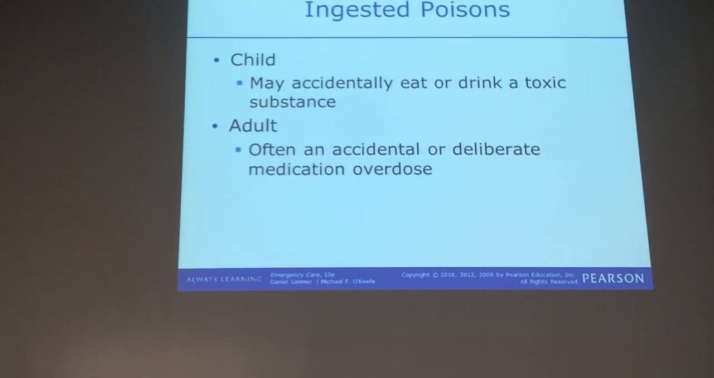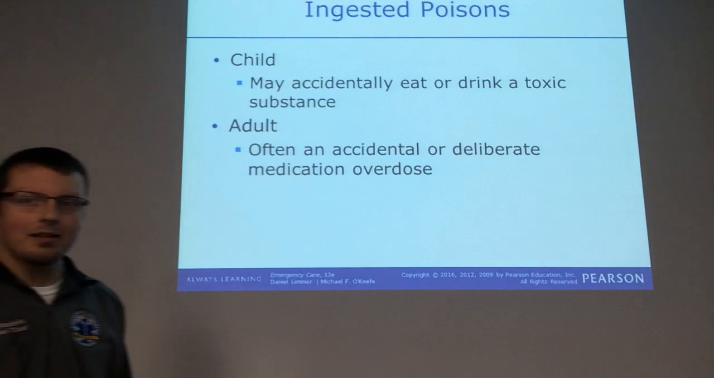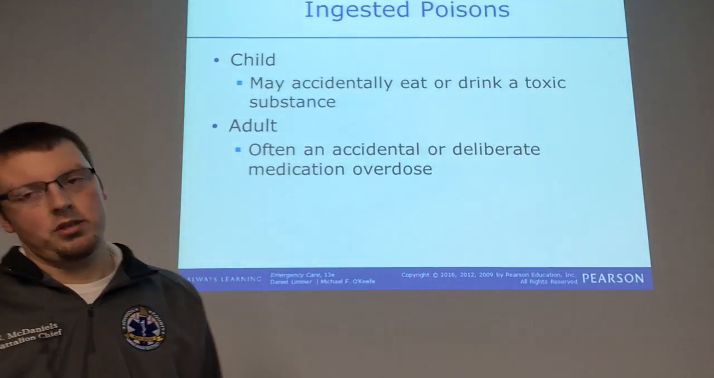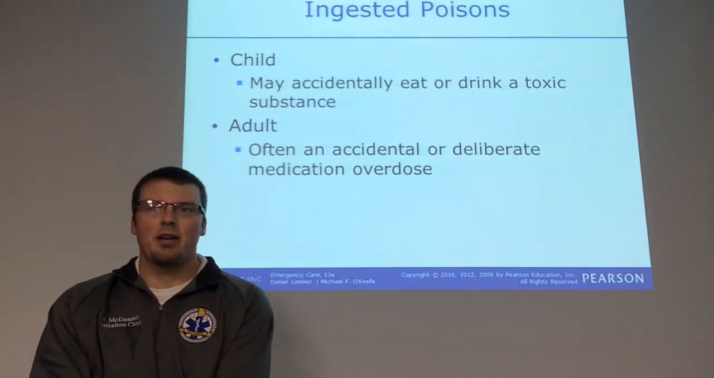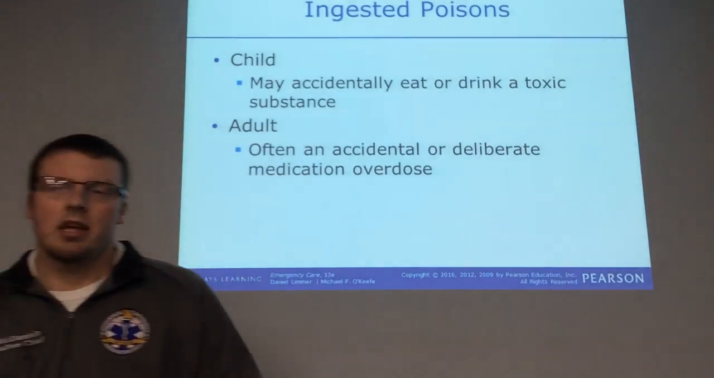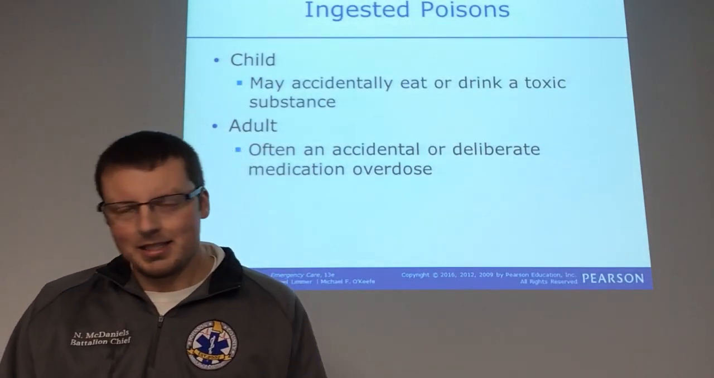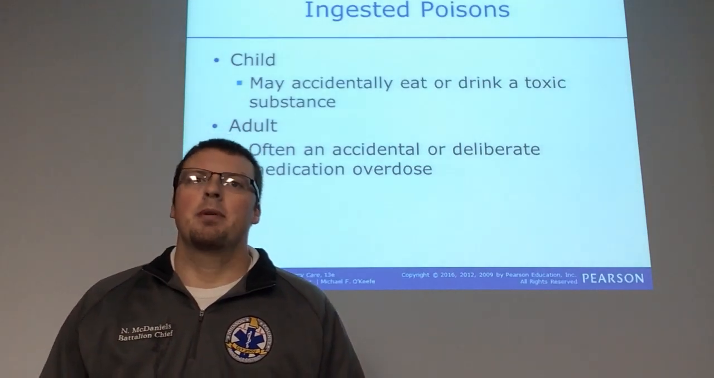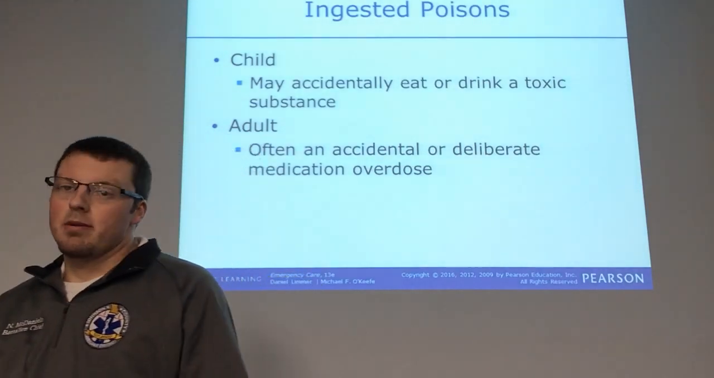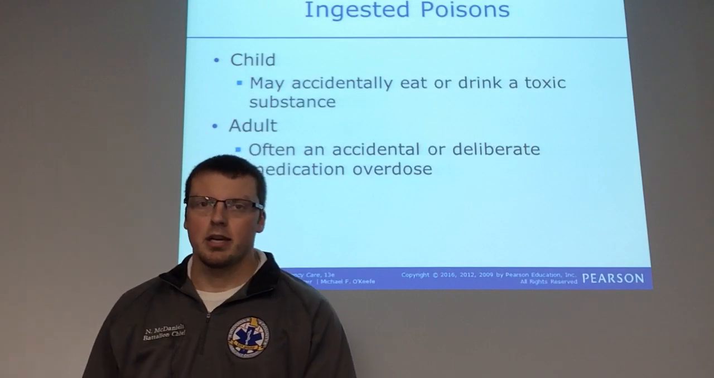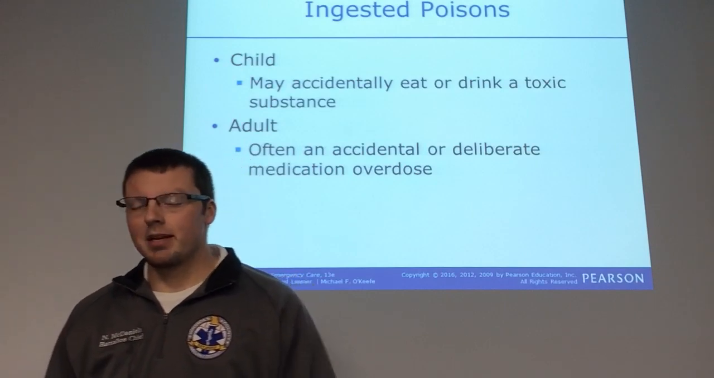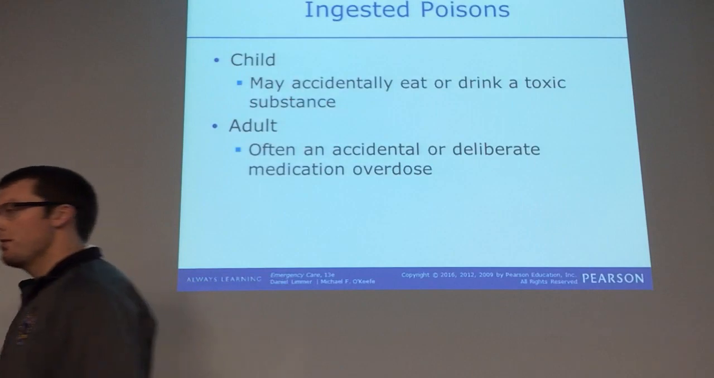Like I said, children accidentally eat or drink a toxic substance. With adults, often it's an accidental or deliberate medication overdose. Not often do we have them drinking toxic substances, but a lot of times they do have an accidental or intentional medication overdose. So you might say, how does somebody have an accidental one? You have your elderly that have their daily pills, so they forget what day it is and take the pills twice. That happens. Or you have somebody who's depressed and they think that the best way to go is to take a bottle of Tylenol. Well, it doesn't kill them, but it does do a lot of body system damage.